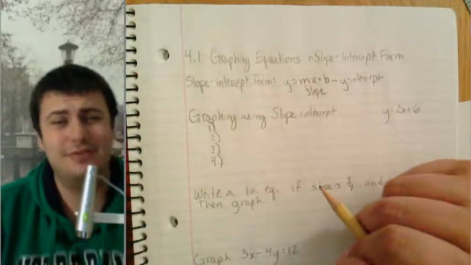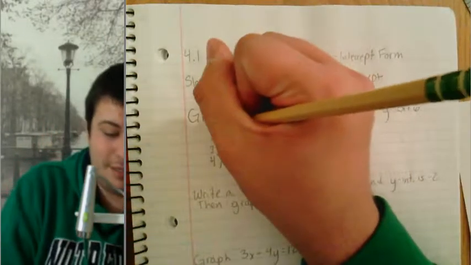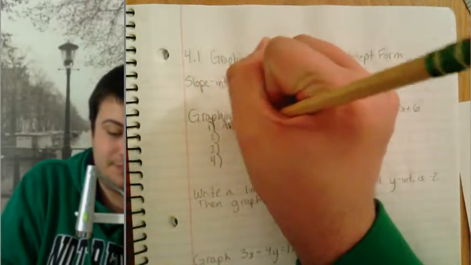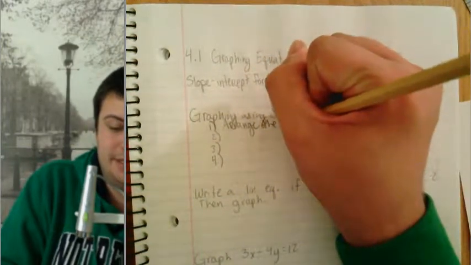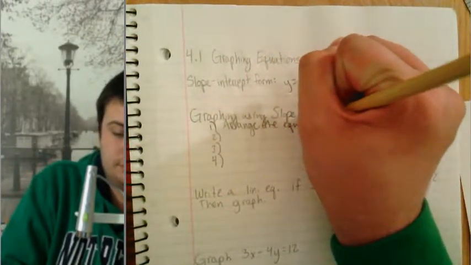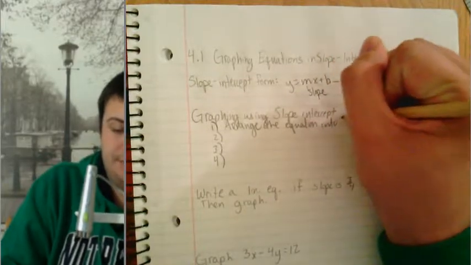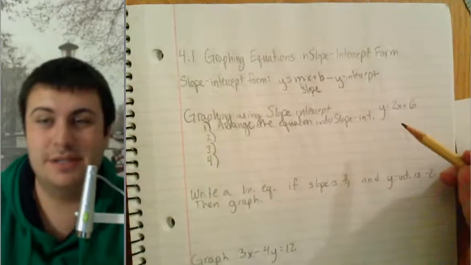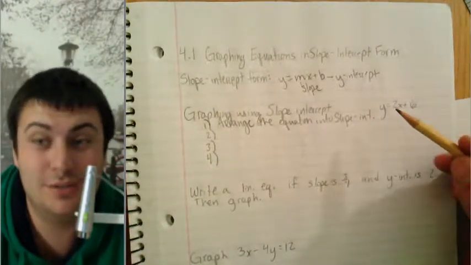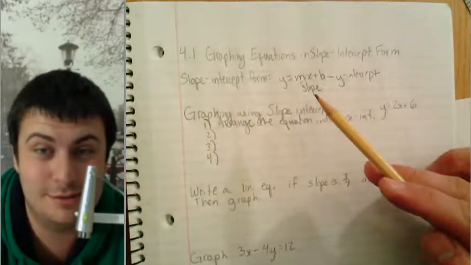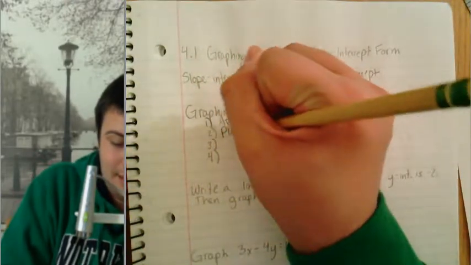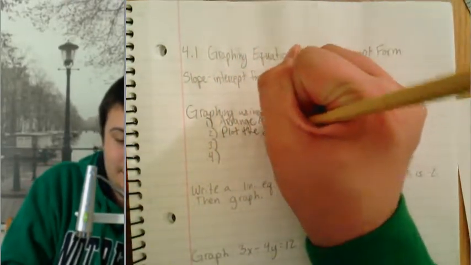Now, to graph, there are 4 steps that we need to follow. The first step is to make sure that, if necessary, we arrange the equation into slope-intercept form. So we're going to use the equation y equals 2x plus 6 as an example. Does y equals 2x plus 6 resemble y equals mx plus b? Yes, it does. We've arranged the equation in slope-intercept form. Check.